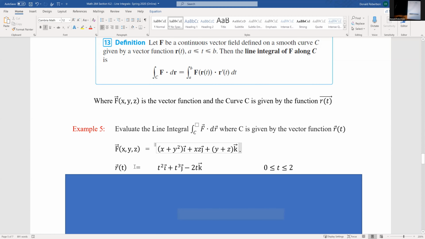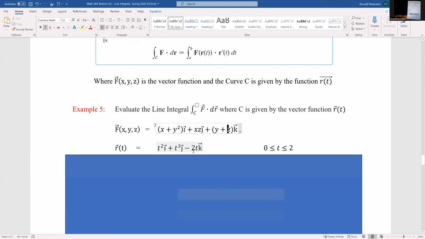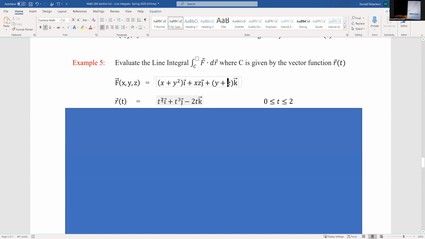Now the parametric curve that's traveling through this vector field has this parametric equation. You have to understand how to translate this. See the t squared next to the i? That is telling me that x equals t squared. See this t cubed next to the j? That's telling me that y is t cubed. And see the negative 2t next to the k? That is telling me that z equals negative 2t.